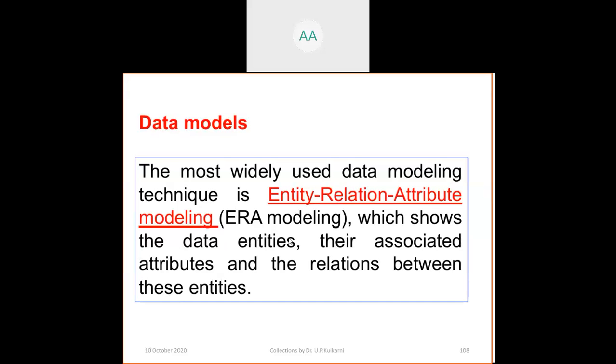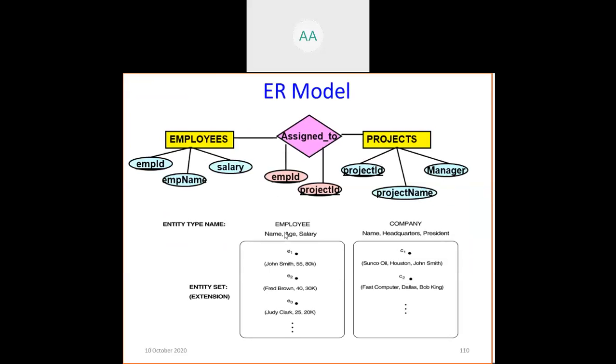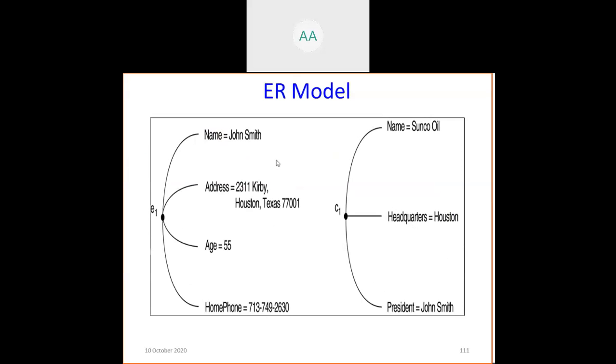So this is about the data models. We'll get into a little bit of that. A simple example: you have an entity relationship model, and the relationship between the entities can be one-to-one, one-to-many, or many-to-many. You might have gone through all these things. Cardinality and all those things are not written here.